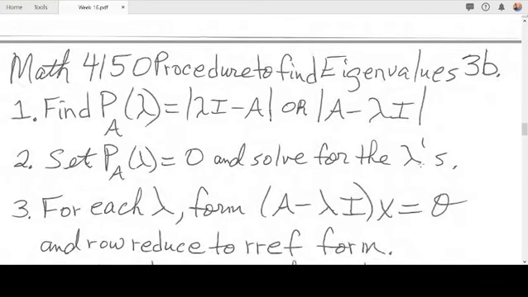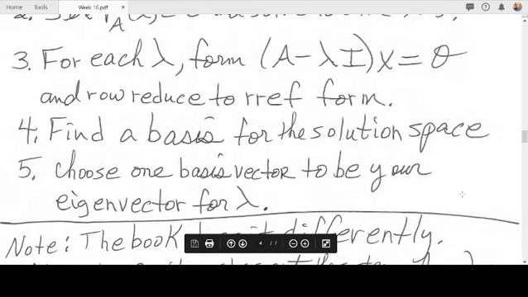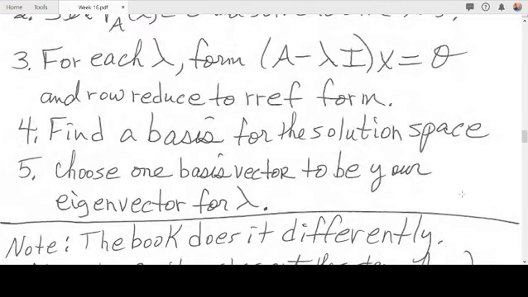And then three, for each lambda, we form the homogeneous linear system A minus lambda identity times x equal to the 0 vector, or you could also turn it around if you want to, lambda I minus A. The reason I do it as A minus lambda I is so that you don't have to change the signs of all of the entries of the matrix A. So A minus lambda I, all you're doing is subtracting lambda off of the main diagonal of A. So for each lambda, we form the homogeneous system, A minus lambda identity x equals 0, and row reduce it to row reduced echelon form, RREF.